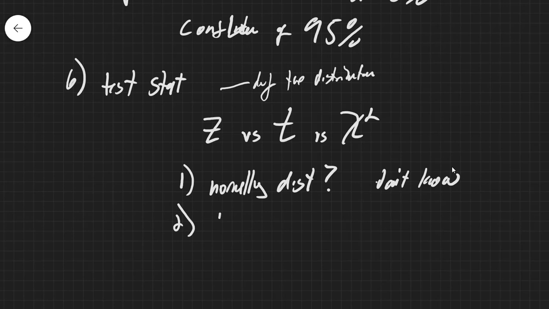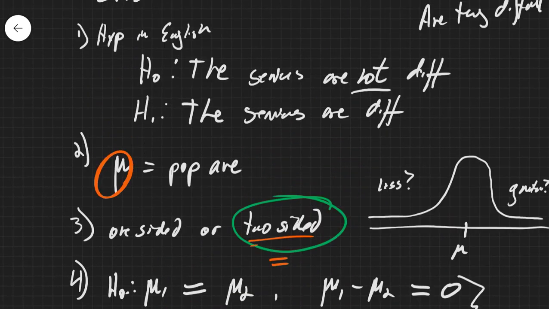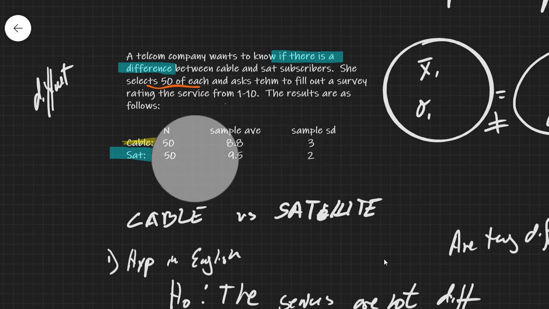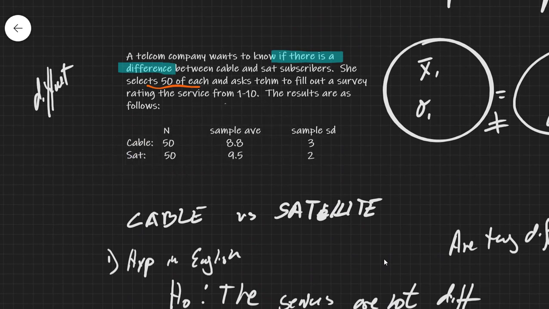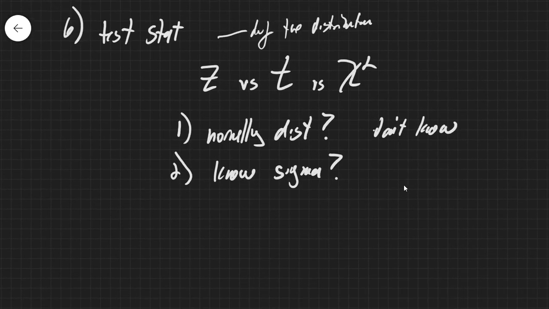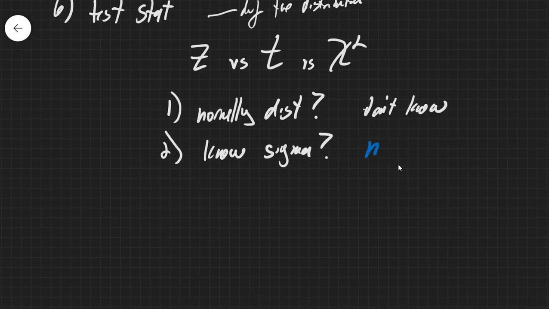Number 2, do we know sigma? Well, if we go back to the question, we don't actually know sigma. Here's our list. What we know is an average for the sample and a sample standard deviation. This is not sigma, this is S. So we don't know sigma.